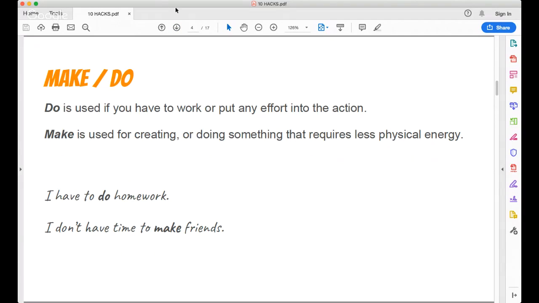Make or do. Do you ever confuse make and do? I'm wondering.